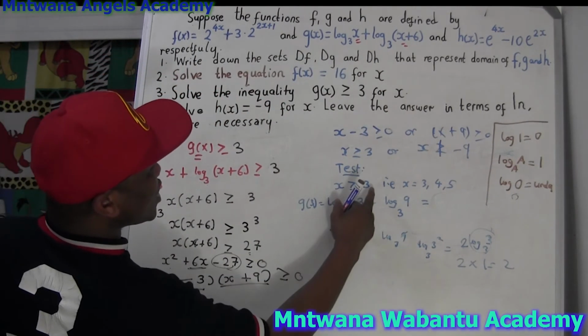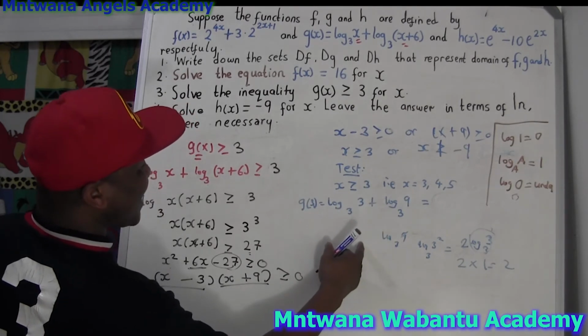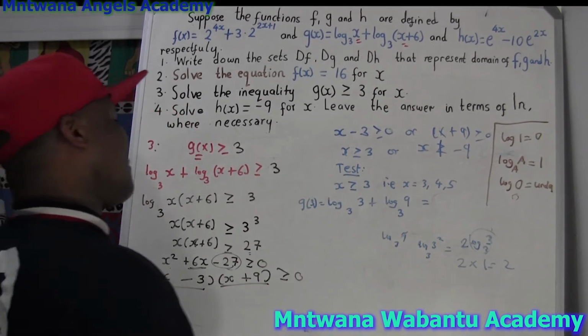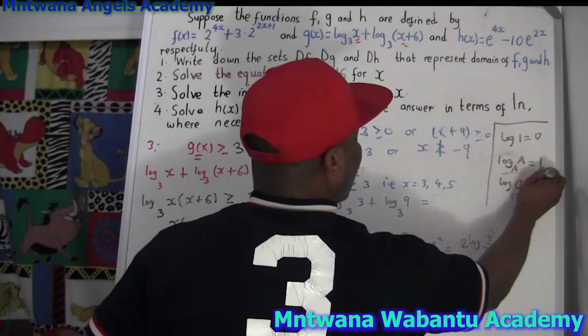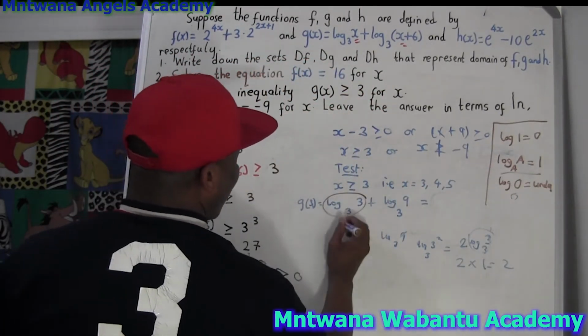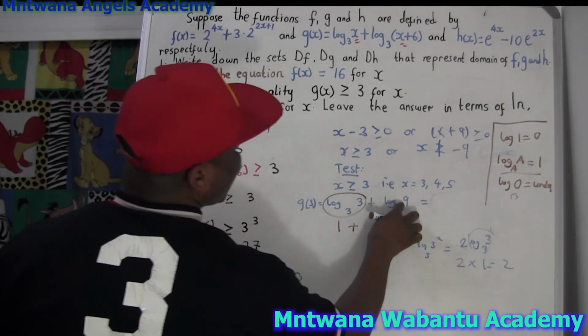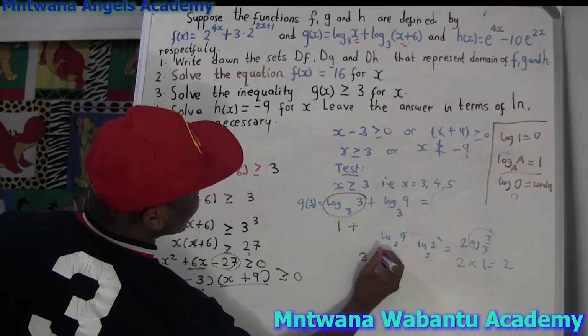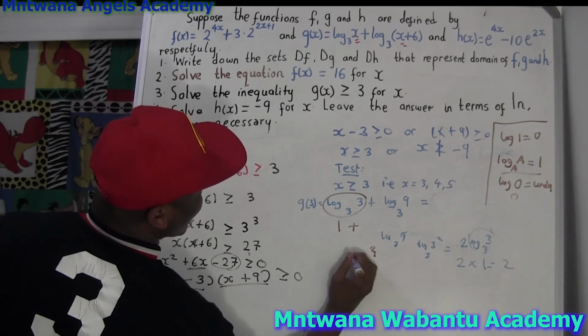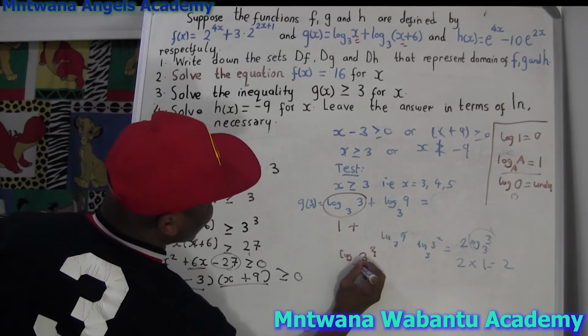What did I say? I say when it's 3, this equals 1. So it's going to be 1 plus, what is 9? 9 is 3 squared. So it's like 3 squared, log under base 3.